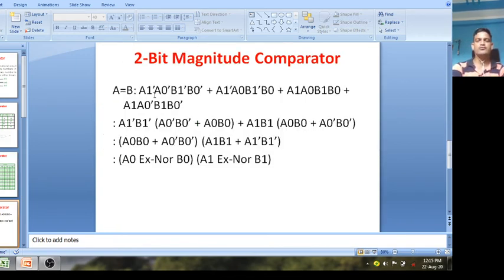This is your a equal to b: 0 plus 5 plus 10 plus 15. Okay, and what is 0? 0 means 0 0 0 0, a1 dash a0 dash b1 dash b0 dash. Next, 5. You know what the 5 is?